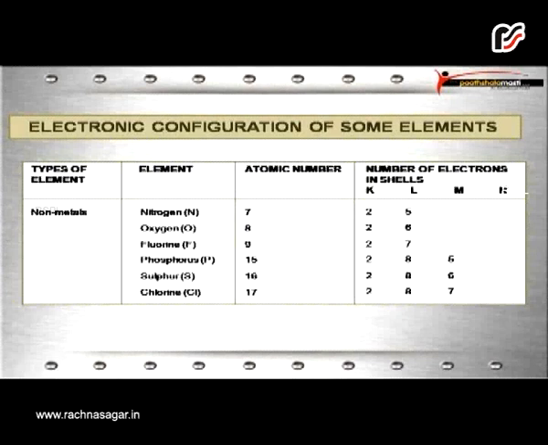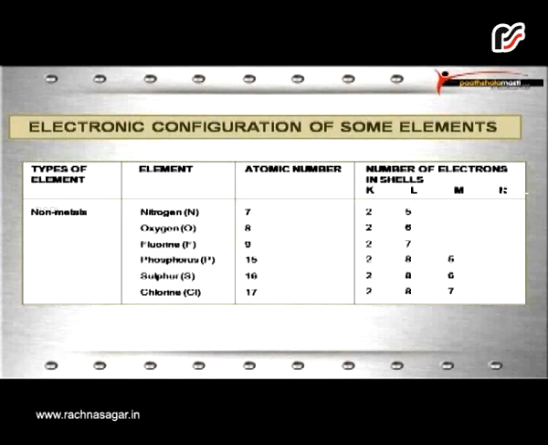After fluorine we have phosphorus. Phosphorus has atomic number 15. Electronic configuration is 2, 8, 5. It can gain 3 electrons to become stable to have the same configuration as that of argon, which is more stable. After phosphorus we are going to take up sulfur.